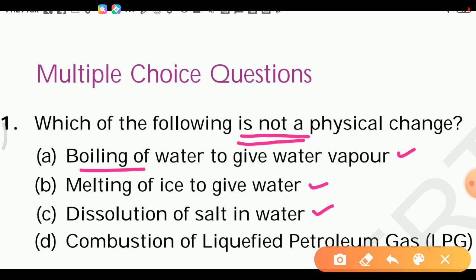Now D is combustion of liquefied petroleum gas. As the liquefied petroleum gas is combusted, it forms carbon dioxide and gives heat, and a chemical reaction has taken place. New substances are formed. So it is not a physical change. So our correct answer will be D, which is not a physical change. Combustion of liquefied petroleum gas, LPG, is actually a chemical change.